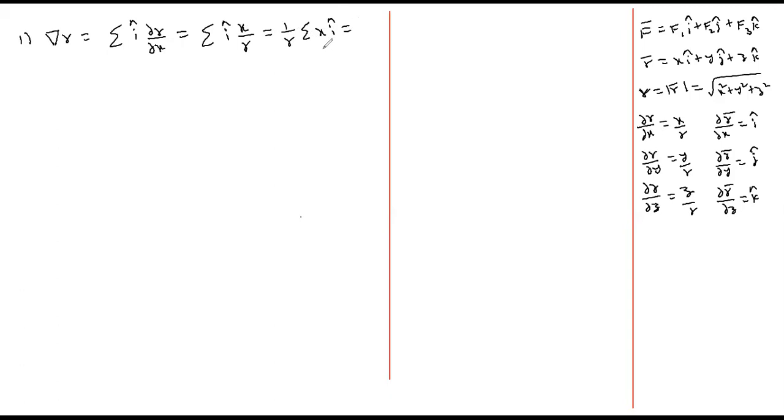But what is sigma x i bar? Sigma x i bar means x i bar plus y j bar plus z k bar. So this is r bar. So what is del r? Therefore, del r is r bar by r. This is a quite useful formula. Del r is r bar by r. Okay, so I'm going to write here del r equal to r bar by r. Very useful formula.